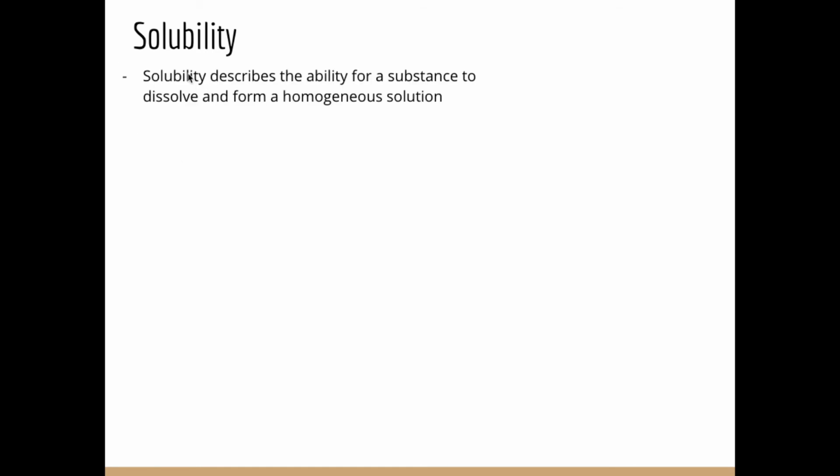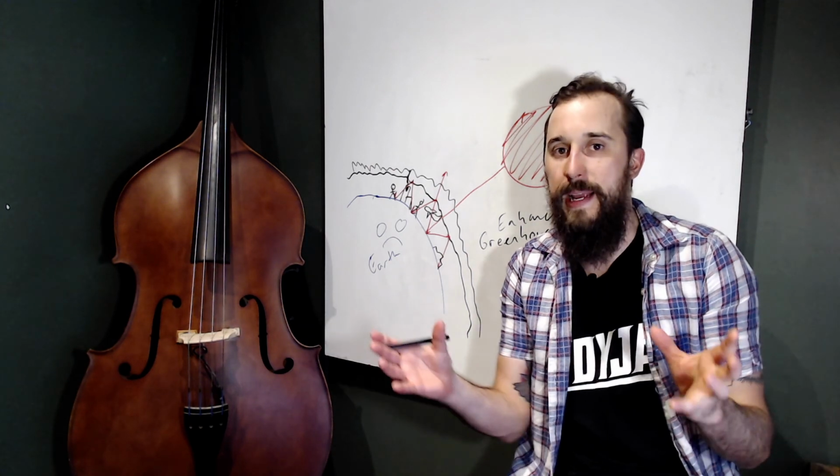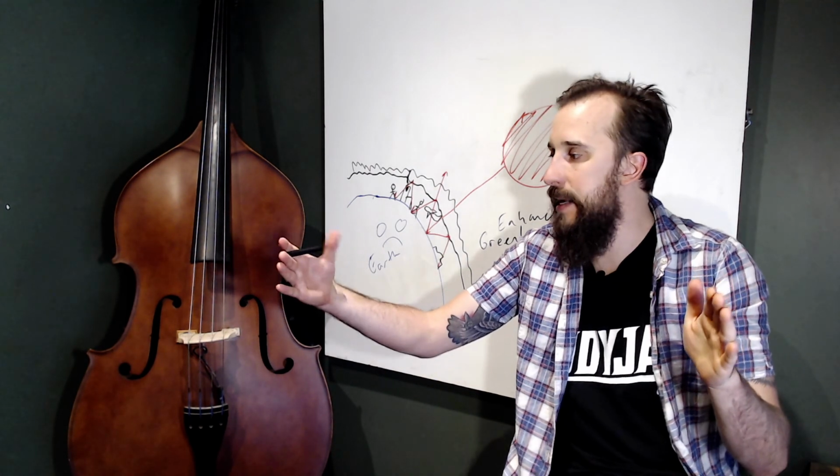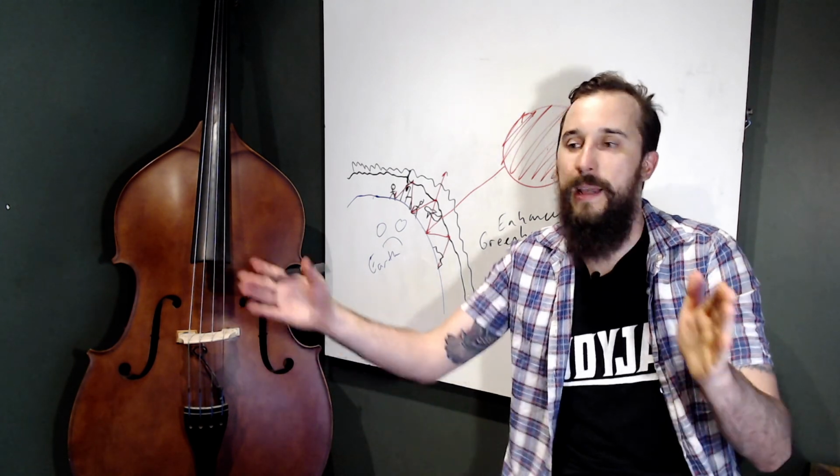All right, final thing for today's lesson, which is a bit of a left turn, something we've got to cover that isn't hugely related to what we're just looking at, but we might as well put it in here, is this idea of solubility. Solubility describes the ability for a substance to dissolve and form a homogeneous solution. We generally describe something as soluble or insoluble, but these are just relative terms. You could imagine soluble and insoluble being two ends of a spectrum, and really the solubility, depending on the chemical properties of our molecules, can lie anywhere in there.